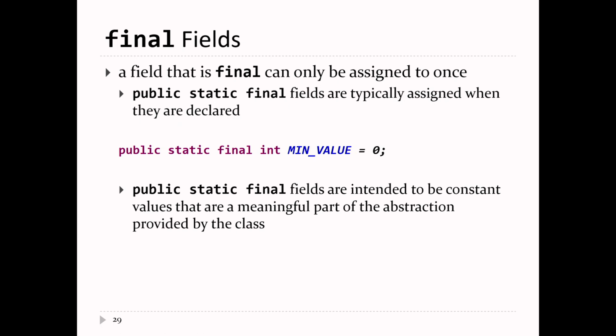If you create a static final field, then you're probably going to give it a value where you declare it. You don't have to. You have to give it a value somewhere, but it doesn't have to be here. When you give it a value, you can only do it once. If you try to assign a value twice, that won't work. Public static final fields are meant to be constant values that are a meaningful part of the idea that you're trying to convey with your class.